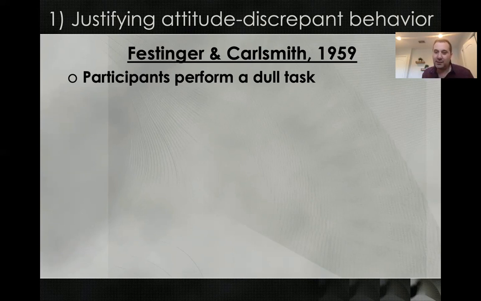At this point, you think the study's over. In fact, the study's just beginning. At this point, the researcher now randomly assigns you to one of 3 conditions.